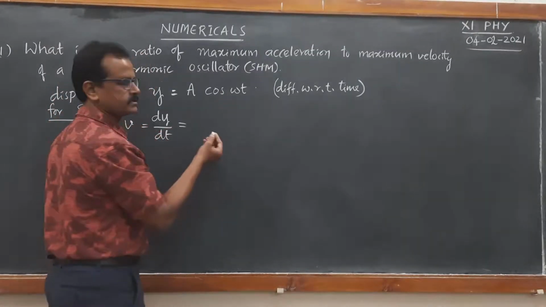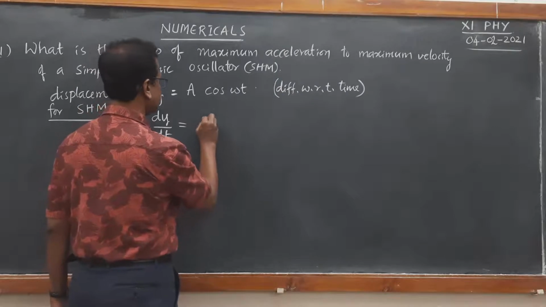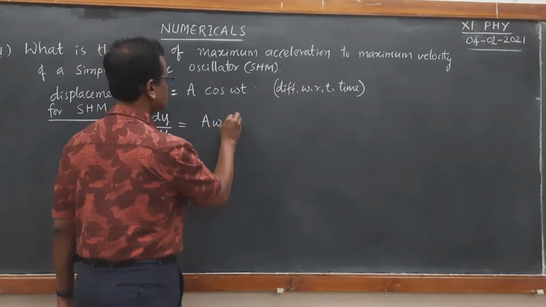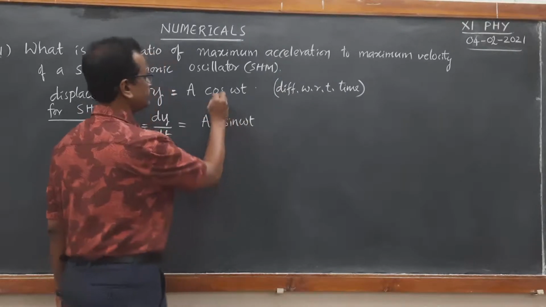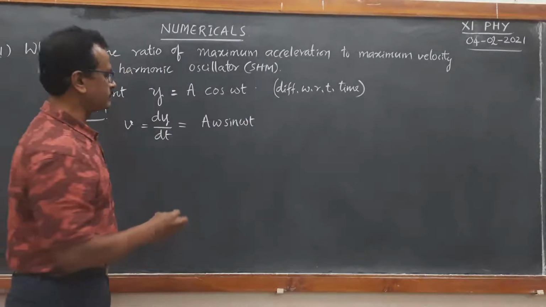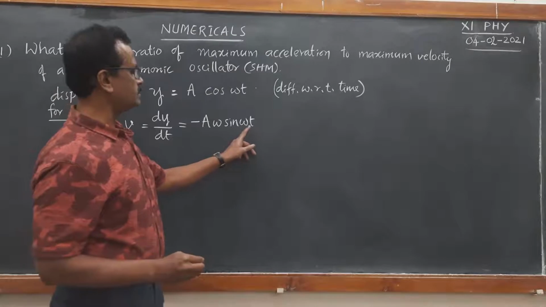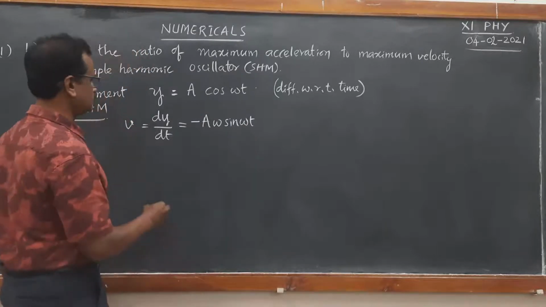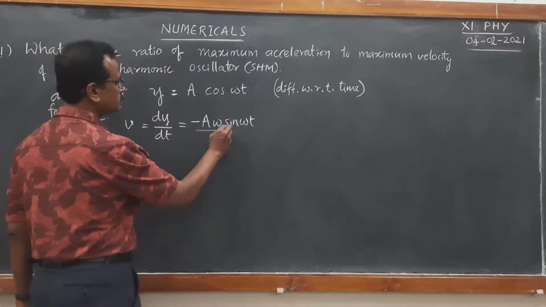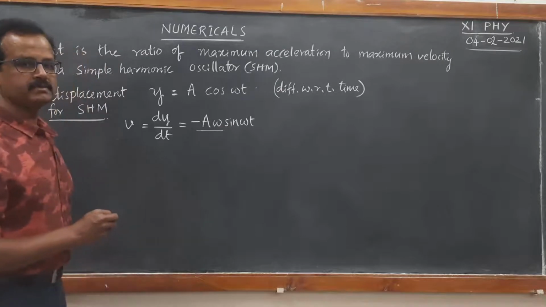Cos omega t becomes sin omega t, so it becomes A omega sin omega t. But differentiation of the cos function is negative. Therefore, it becomes minus A omega sin omega t. Here, minus A omega becomes the maximum velocity.